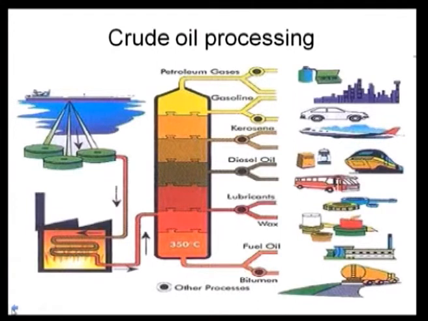This is how the crude oil comes from petroleum: gas, gasoline, kerosene, diesel oil, lubricants, wax, fuel oil and bitumen. These are all given in detail: where your gas has been used, then your gasoline and kerosene, then diesel oils, then lubricants, then fuel oil and bitumen. If you look at where your bitumen has been used, this detail is in a diagrammatic view. If you see this view, then you can have an idea.